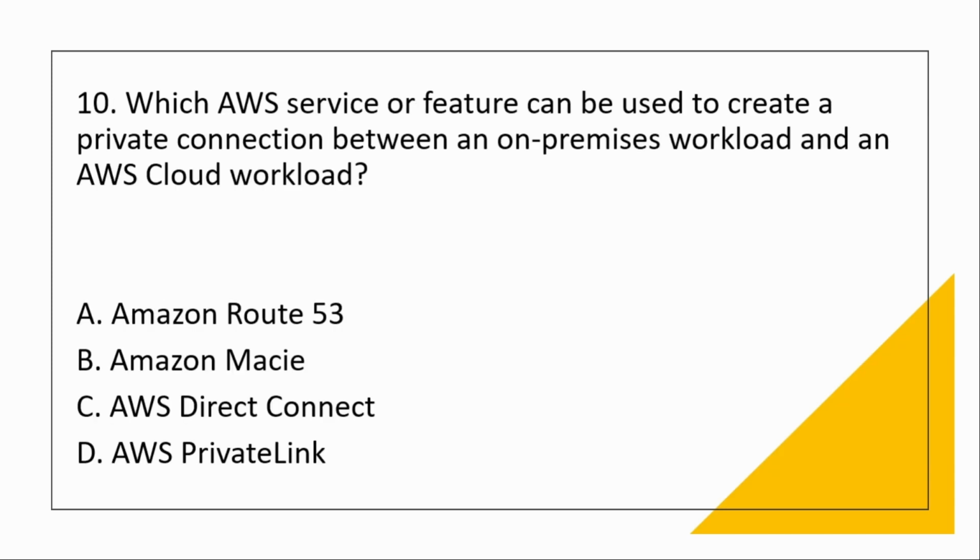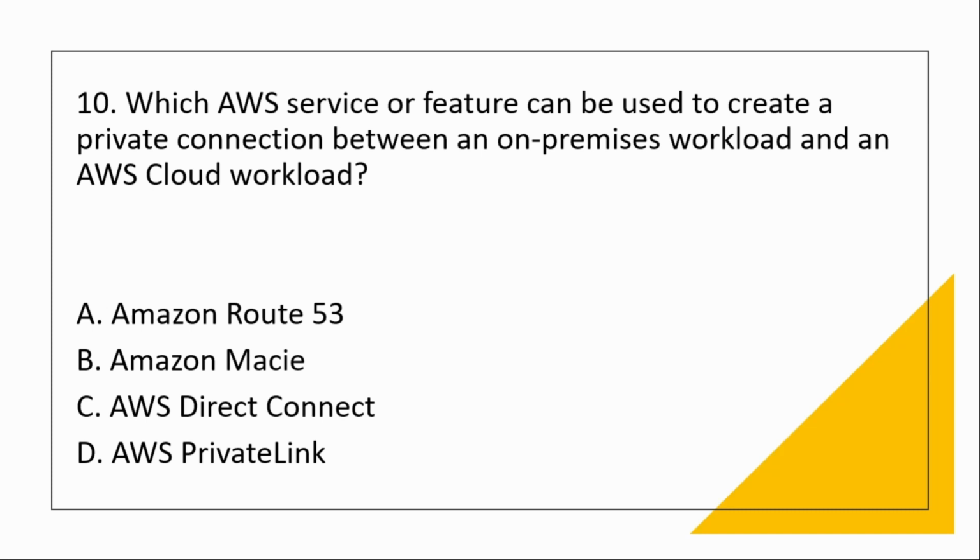Which AWS service or feature can be used to create a private connection between an on-premises workload and an AWS cloud workload? So Route 53. Route 53 is a health check service. Macie is a data protection and security service. Now, difference between direct connect and private link. This is a very known difference where people get confused, okay?